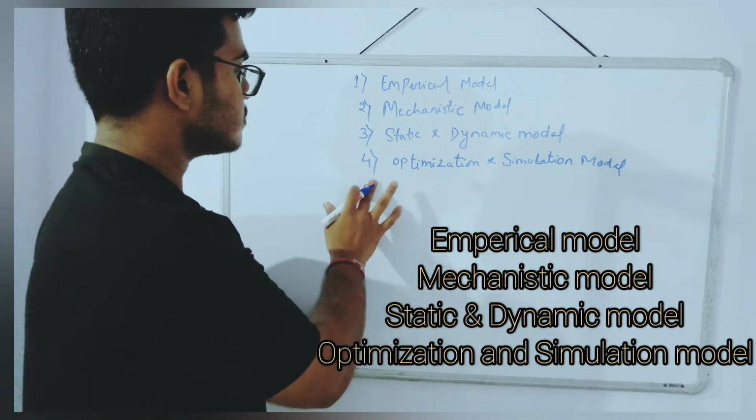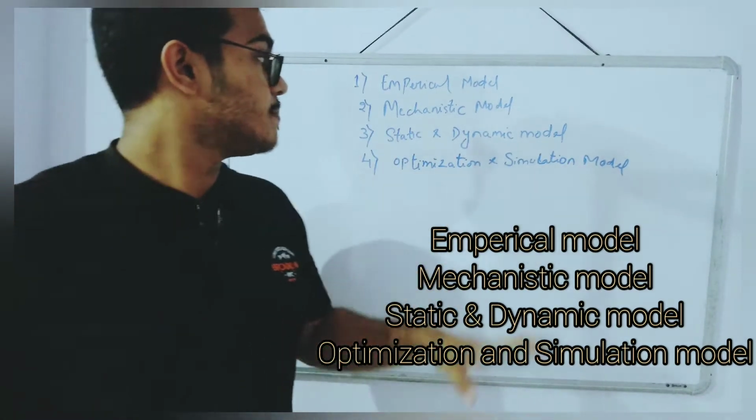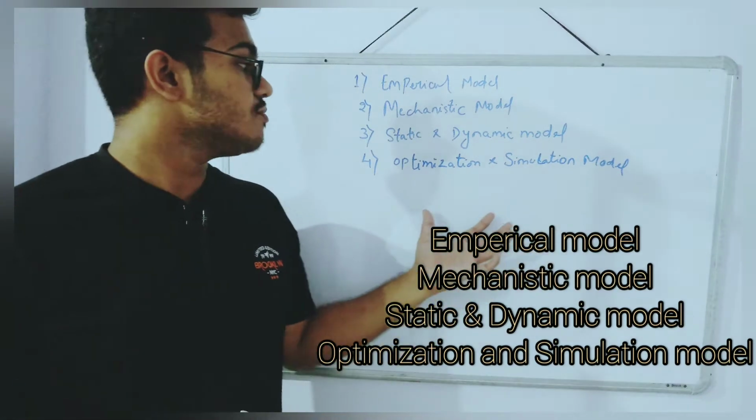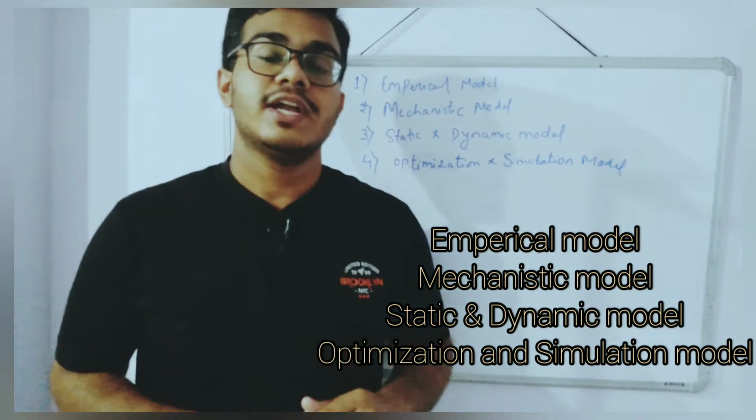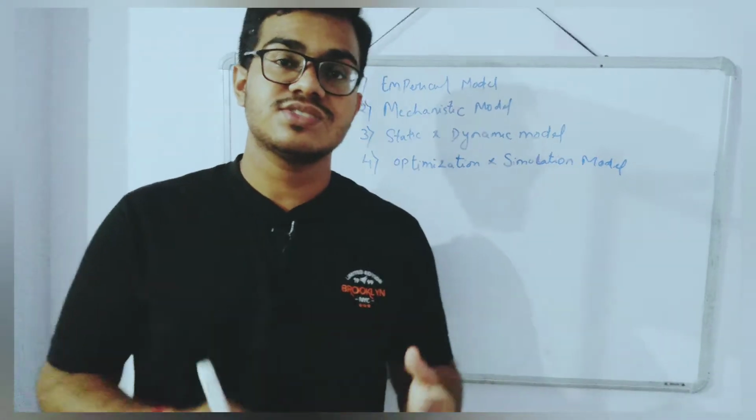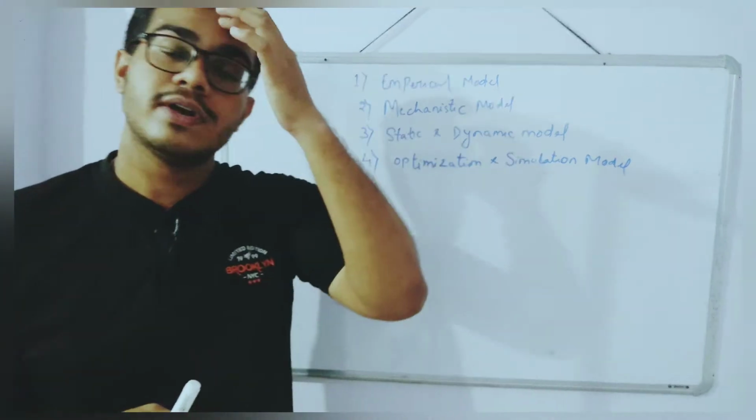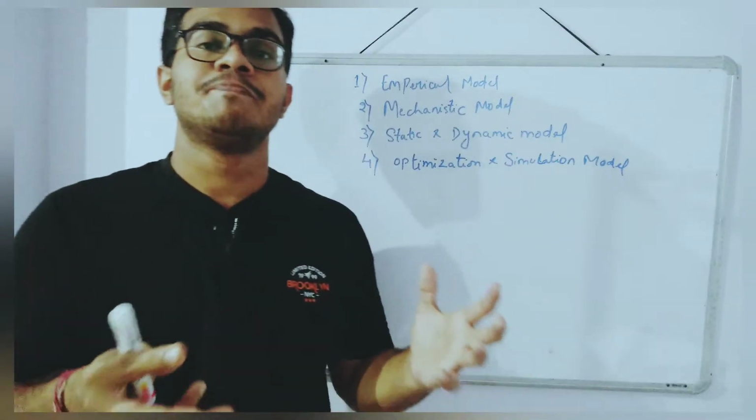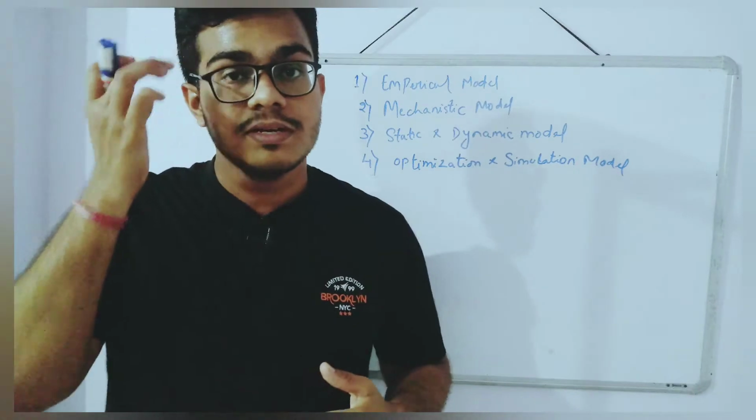Okay, so let us discuss only these four models: empirical, mechanistic, static and dynamic, and optimization simulation model, because these are very important things that we need to know so that we can adapt in times of certain stress conditions, or when we need to sustain our crop growth, or we need to predict or get some information about different crop reactions, or the relation between crop and the environment, at a particular agricultural period or cropping period.